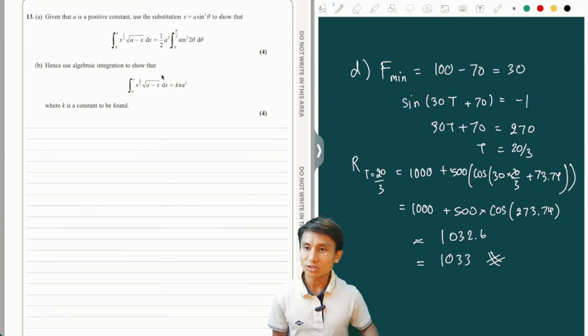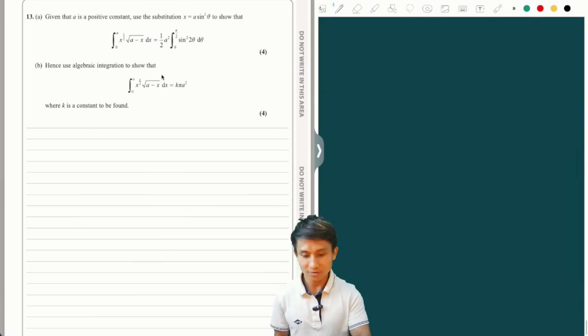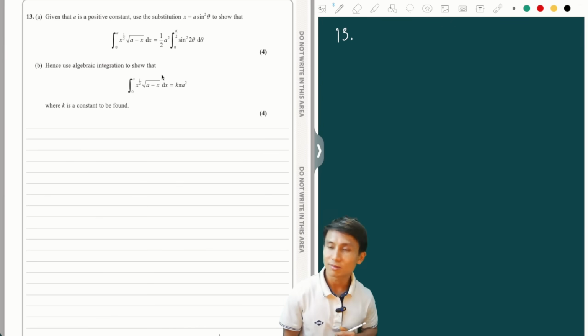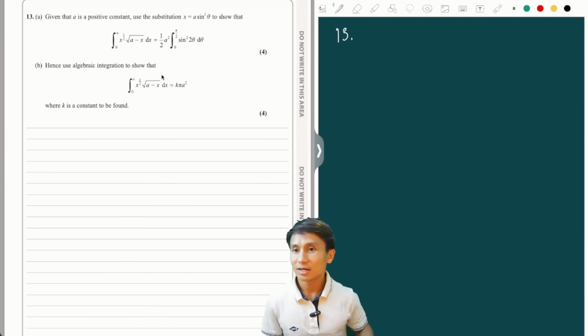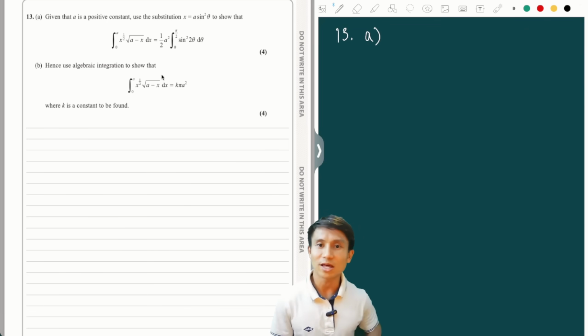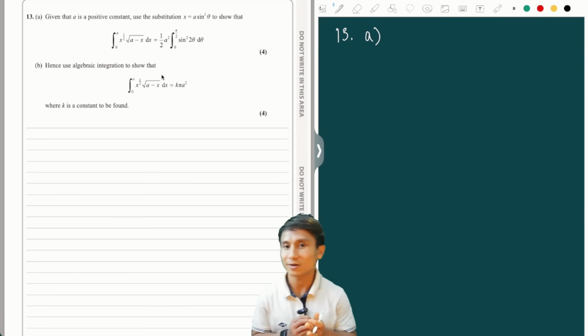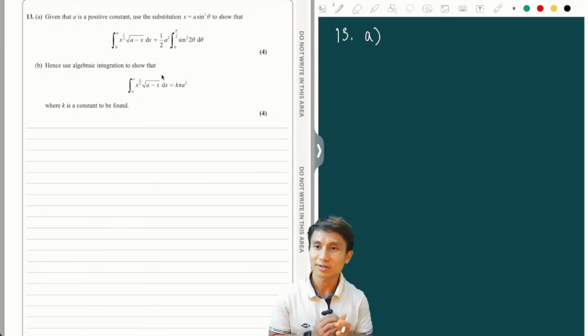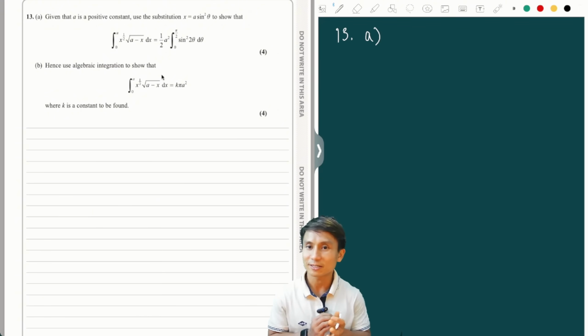And the next question, number 13 now. Probably the last one is 14, I think. Given that a is a positive constant, use the substitution x equals that to show that. Okay, so we just use substitution in integration here, right?